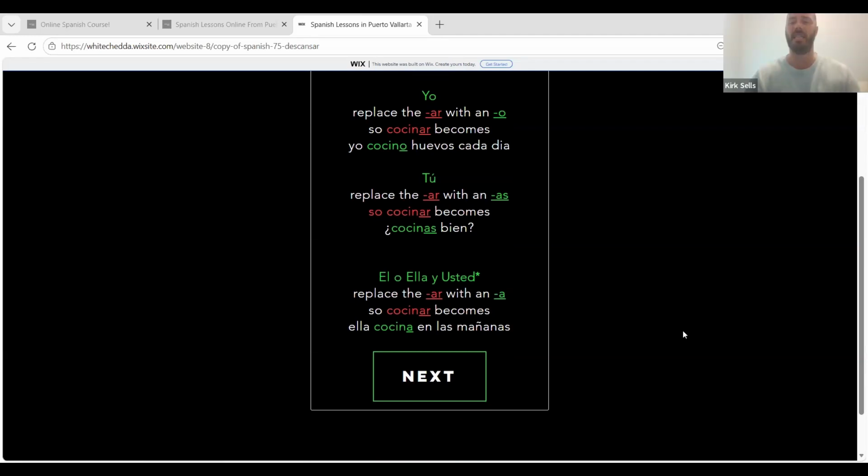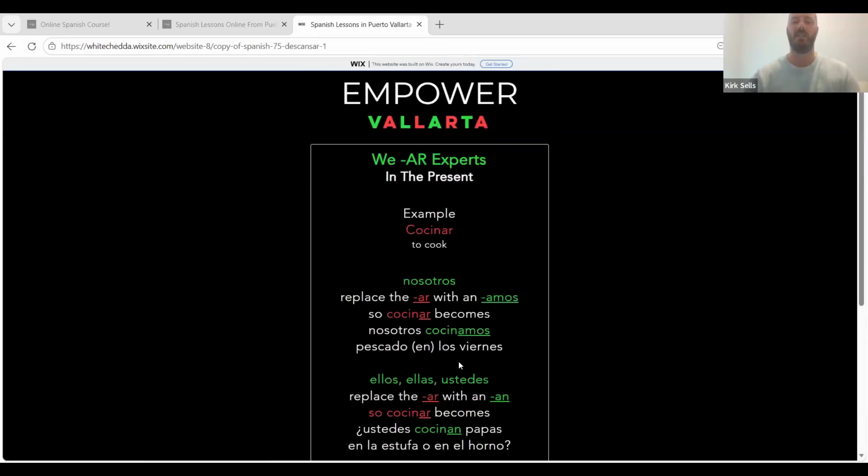And then the next form, the he or she or that formal you, we have the example of she cooks in the mornings. Let's try it. Ella cocina en las mañanas. Let's make that las a little firmer. Ella cocina en las mañanas. Really nice, yes. Good. Okay, cool.